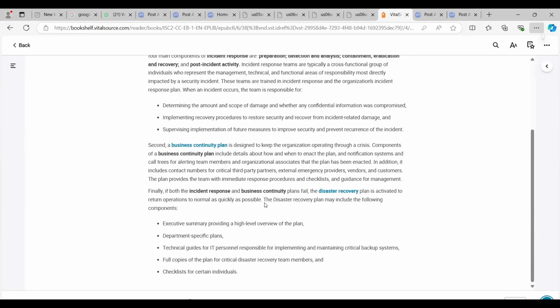We have an executive summary providing a high-level overview of the plan, what the plan is all about, the scope, what you are going to do, stuff like that. Also, we have department-specific plans. Like, okay, this department, this is what you are going to do, this is your own plan when the disaster occurs. Then we have technical guides for IT personnel responsible for implementing and maintaining critical backup systems. Also, full copies of the plan for critical disaster recovery team members. And the last one, checklists for certain individuals.